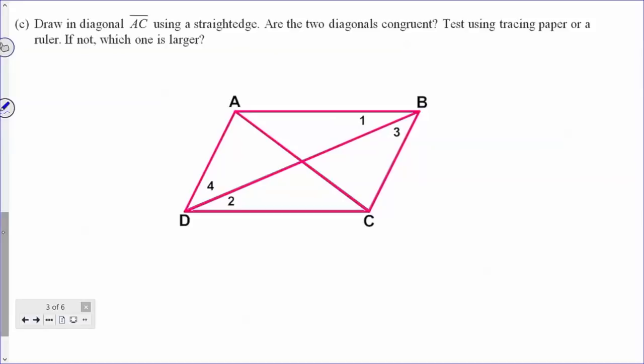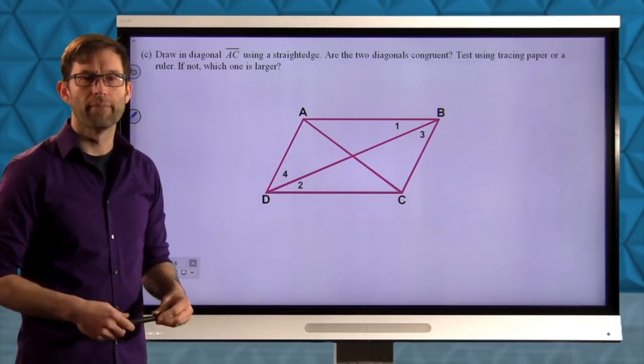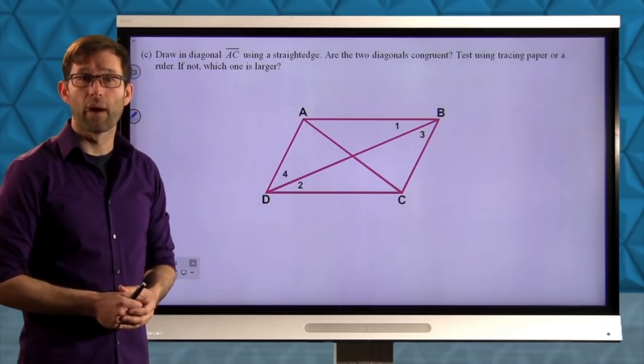So letter C says, draw in diagonal AC using a straight edge. Are the 2 diagonals congruent? Test using tracing paper or a ruler. If not, which one's larger? Or maybe longer, either way. So go ahead and play around with this for a second.